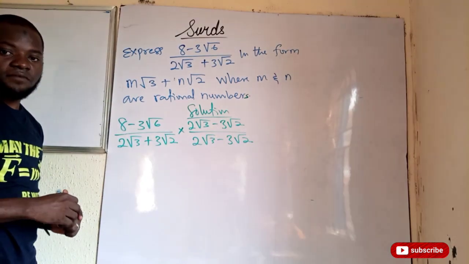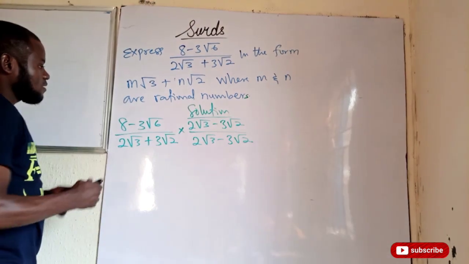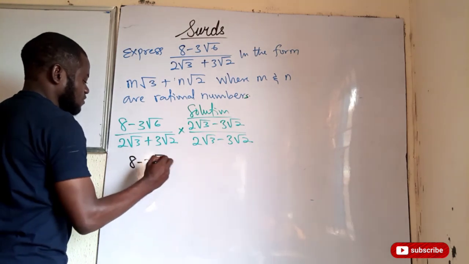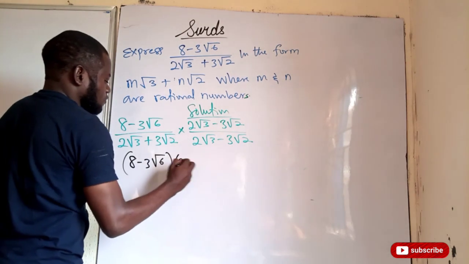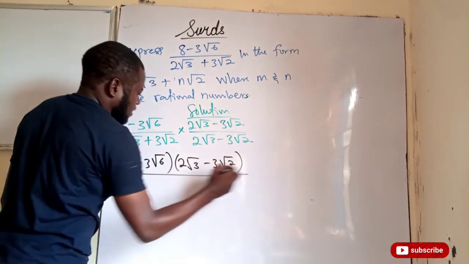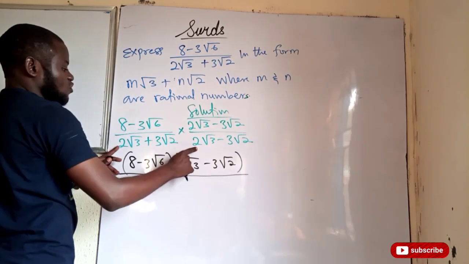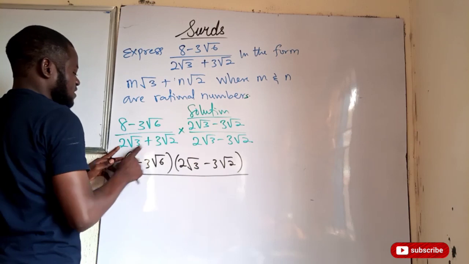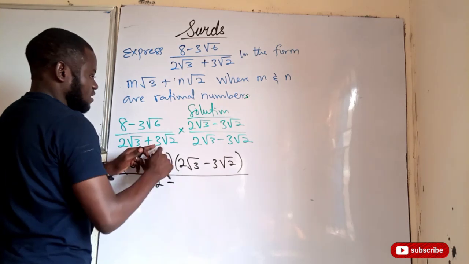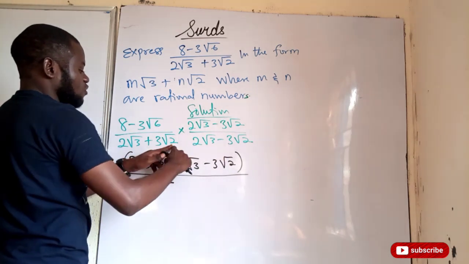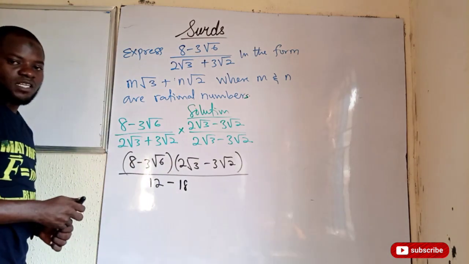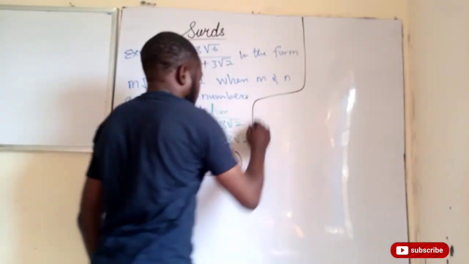We haven't changed anything, right? This and this will multiply. That's 8 minus 3 root 6 multiplied by 2 root 3 minus 3 root 2, all divided by this times this. 2 times 2 will be 4. Then 4 times 3, that's 12. Then this now times this will be minus. 3 times 3 is what? 9. Then root 2 times root 2, that's 2. 9 times 2, that's 18. Are we together? Okay, let's continue here.